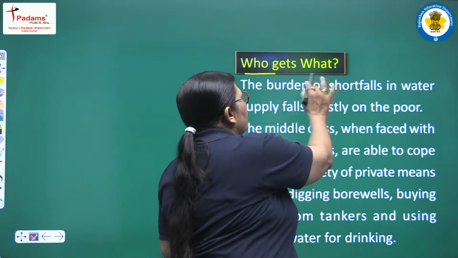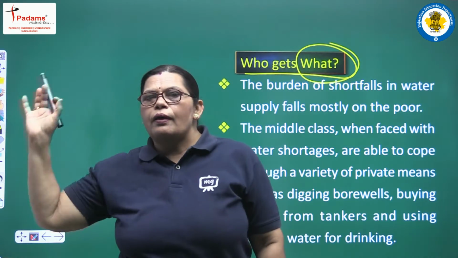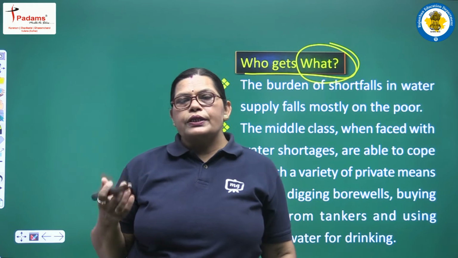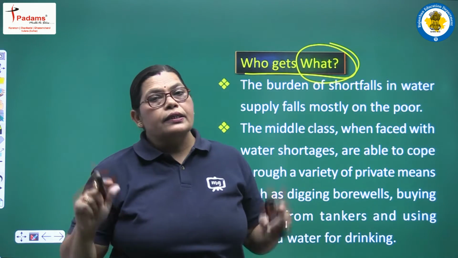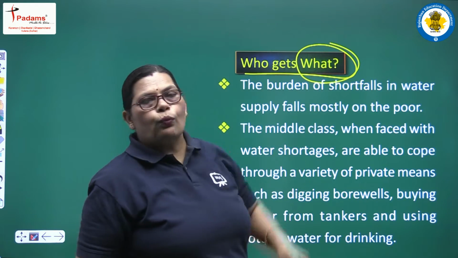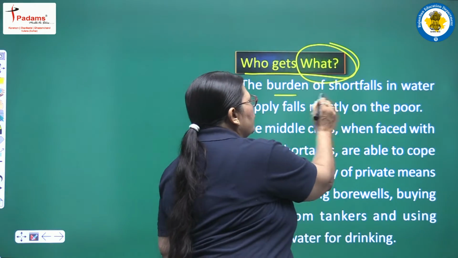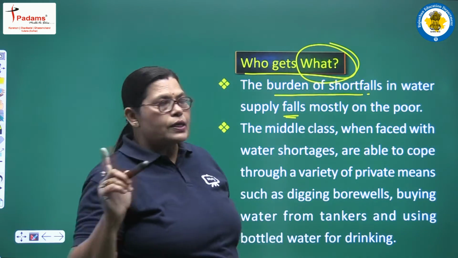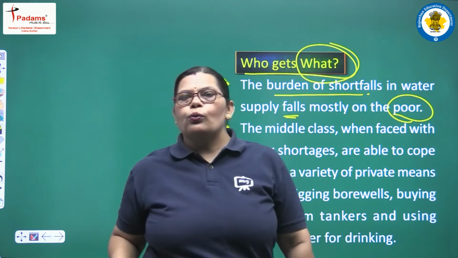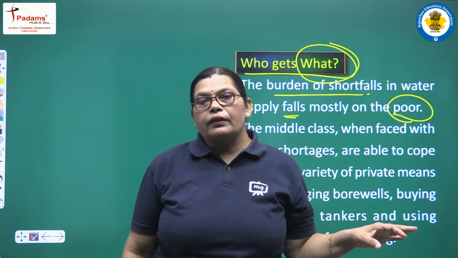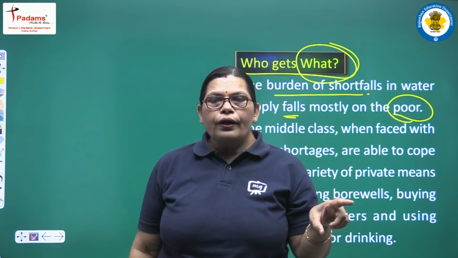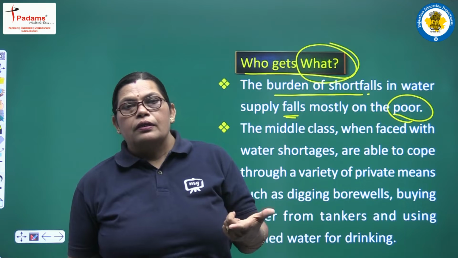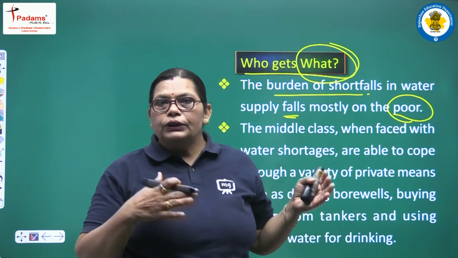And when we are considering who gets what, किसको कितना मिलना चाहिए, maybe it's water facility, maybe electricity facility, or schools, colleges, hospitals, etc. So we are considering who gets what. In this one we will consider that the burden of shortfalls in water supply falls mostly on the poor. देखिए सिचुएशन, जब हम गरीब लोगों की बात करते हैं, it means हम स्लम एरिया की बात कर रहे हैं, then who suffered a lot? स्लम एरियाज के पीपल सफर्ड अ लॉट, as we studied about Padma, Sadyapad, and the portions they are living in.